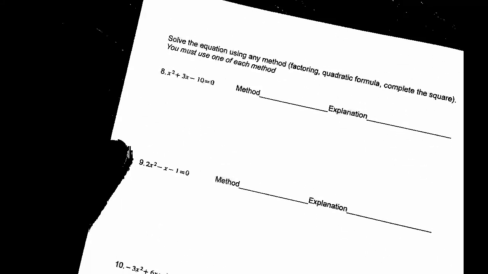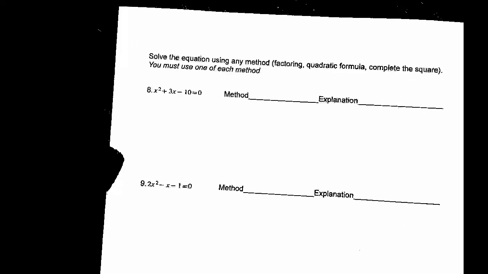Okay, next we have sort of the meat of the test, which is all about the three methods. So we have factoring, quadratic formula, and complete the square. And you must use one of each method and be prepared to use them throughout. But you've got to use each of them at least once.